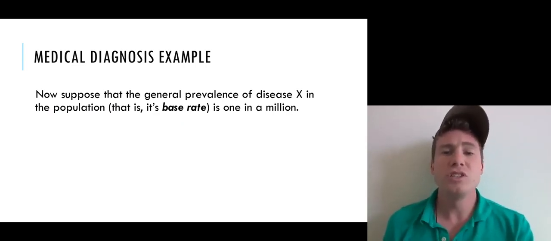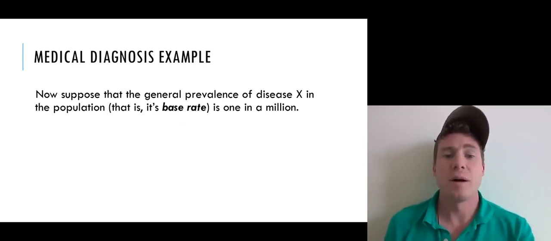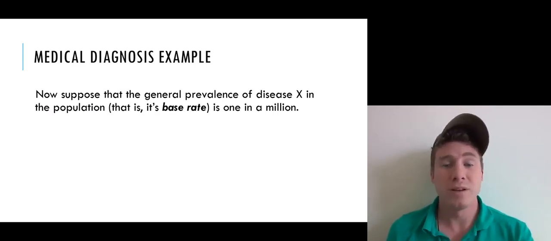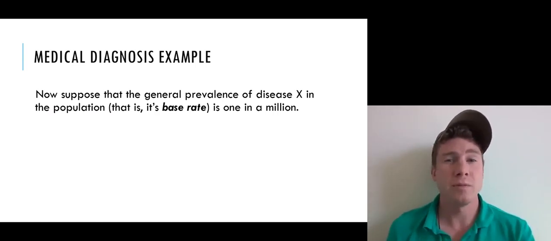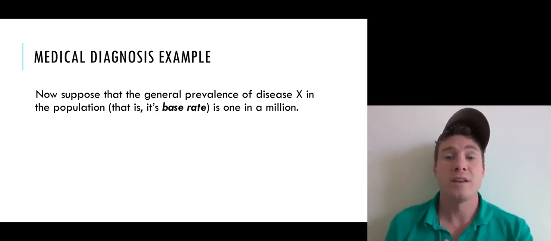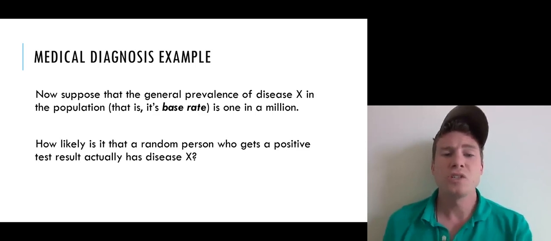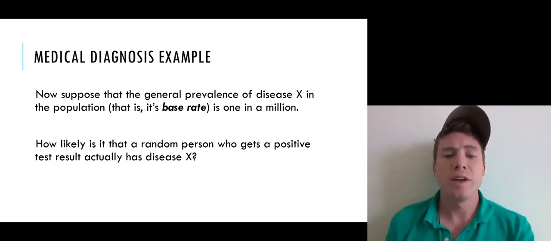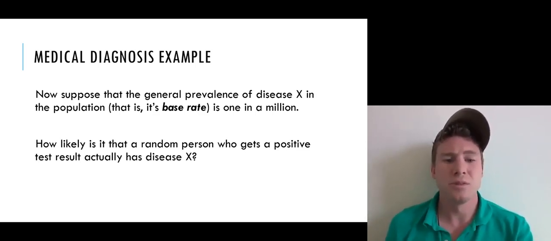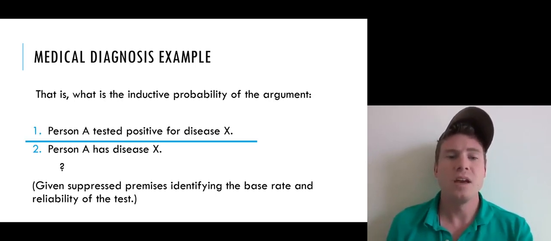Now suppose that the general prevalence of disease X in the population, that is its base rate, is 1 in a million. So if we just randomly selected one person from the population, there'd be a 1 in a million chance that they were afflicted with disease X. Now our question is, how likely is it that a random person who gets a positive test result actually has disease X? That is, we want to estimate the inductive probability of this argument.